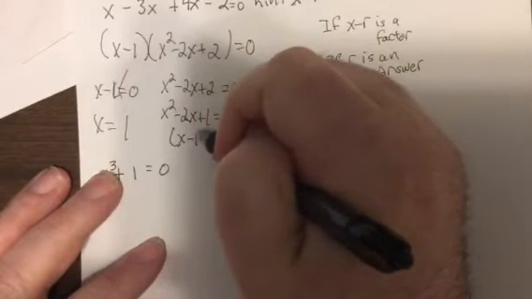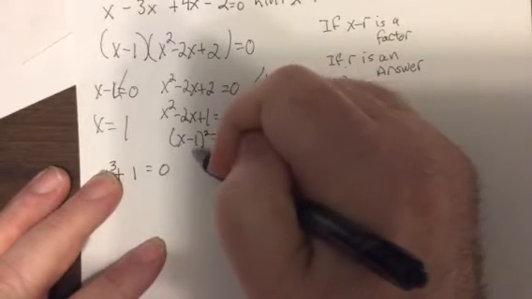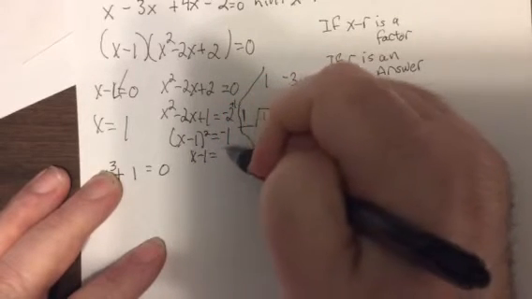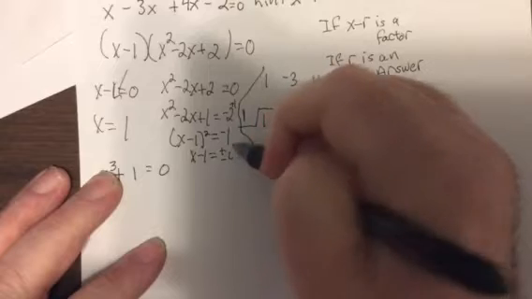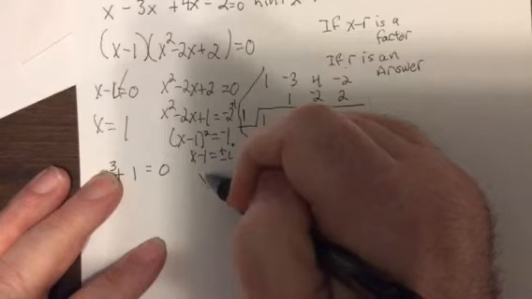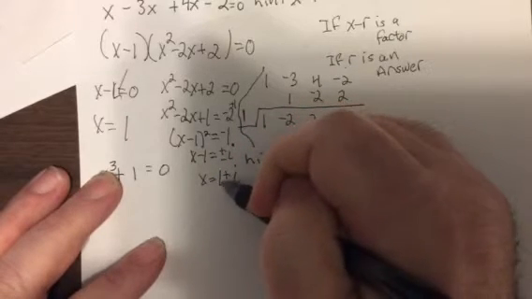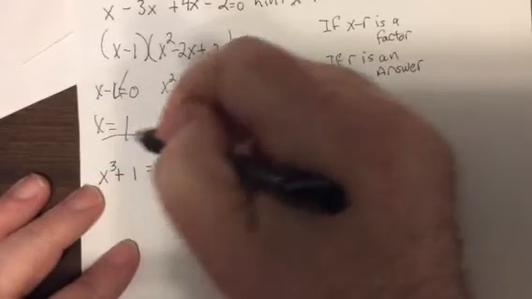Factor, this would be x minus 1 squared equals negative 1. So x minus 1 equals plus or minus i when I square root both sides. So therefore x equals 1 plus or minus i. So 1 plus i, 1 minus i, and the 1.